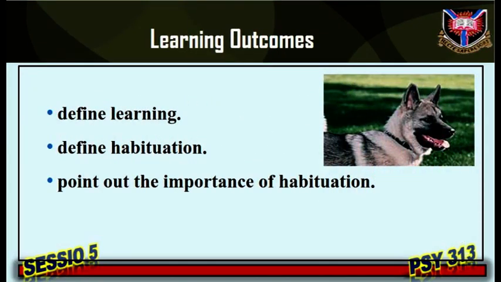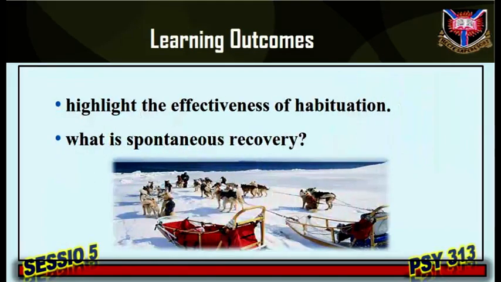Learning outcomes. When you have studied this section, you should be able to define learning, define habituation, point out the importance of habituation, highlight the effectiveness of habituation, point out spontaneous recovery.